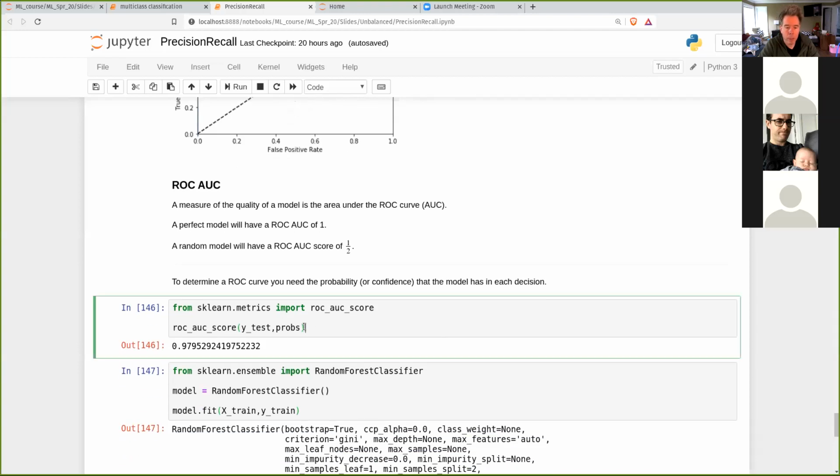Notice that it needs to take the probabilities. And so we get a ROC score of about 0.98 here.